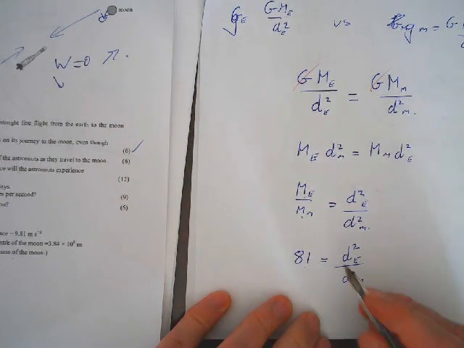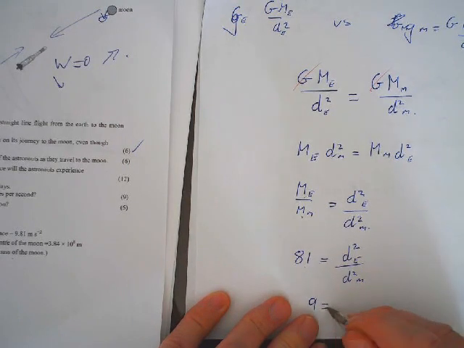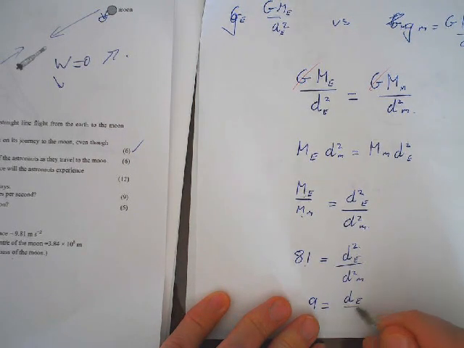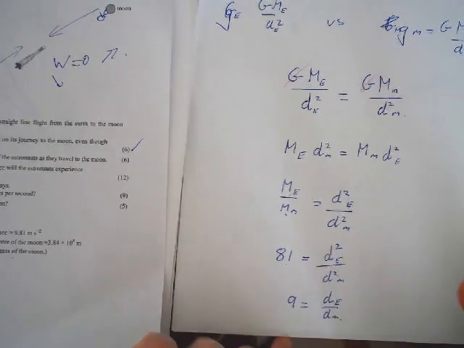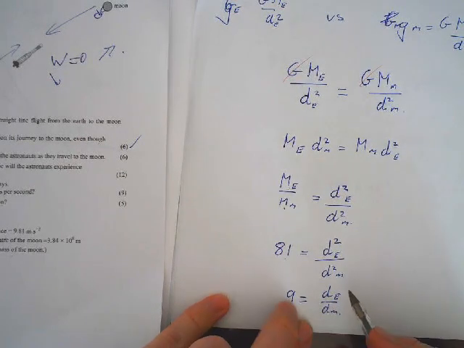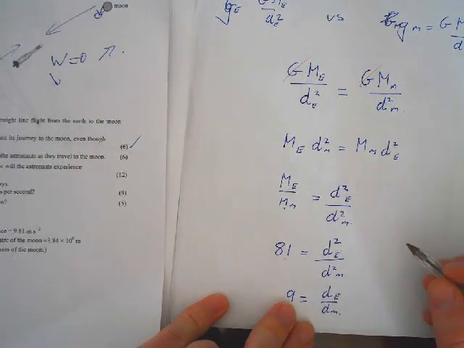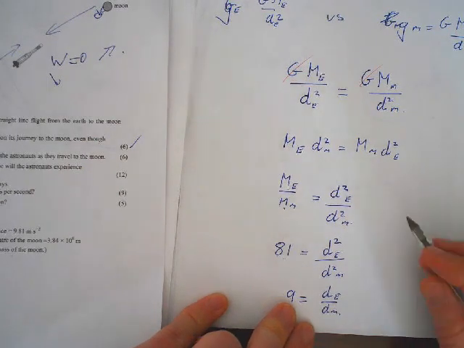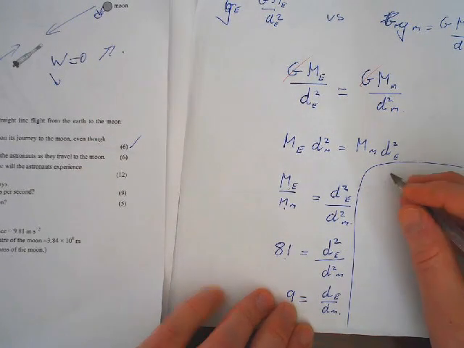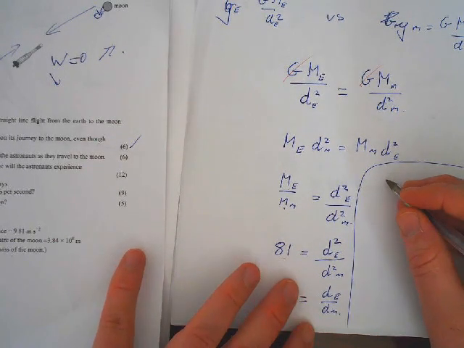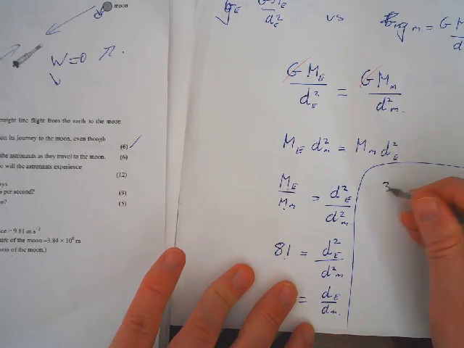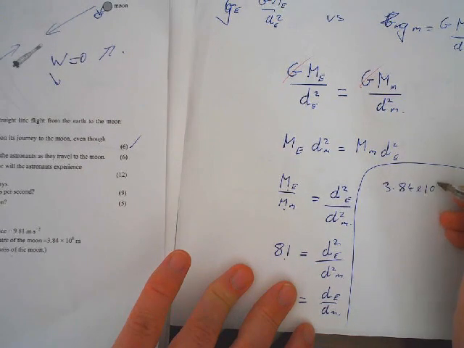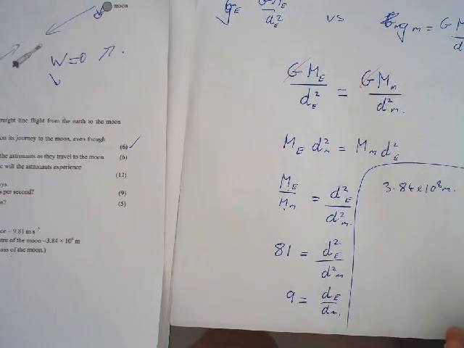So 81 is equal to the distance to the Earth squared divided by the distance to the Moon squared. So it'll break down the distance into a ratio. So let's get rid of these squares. Let's get the square root of both sides. That'll give me 9 is equal to the ratio of the distance to the Earth to the distance to the Moon. Okay, so it will be when you are 9 times closer to the Moon than you are to the Earth, is what they're saying here.